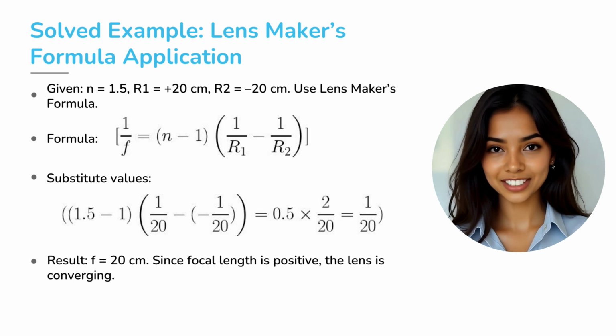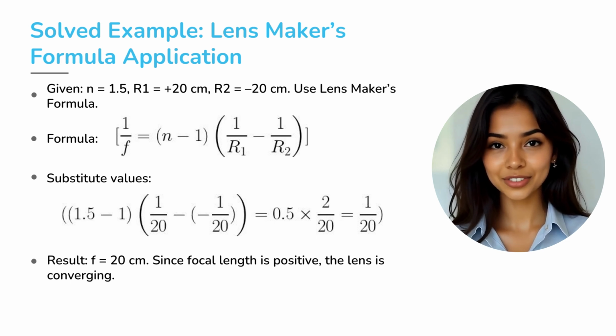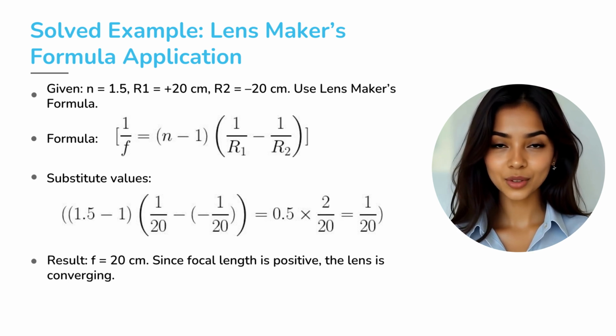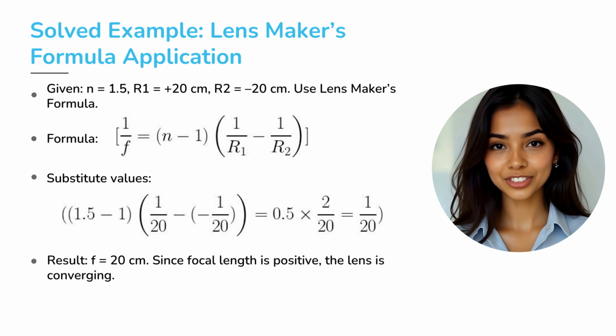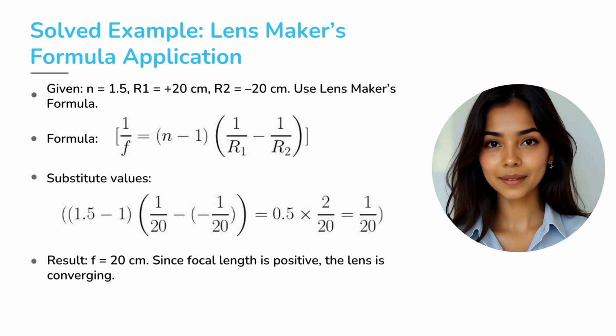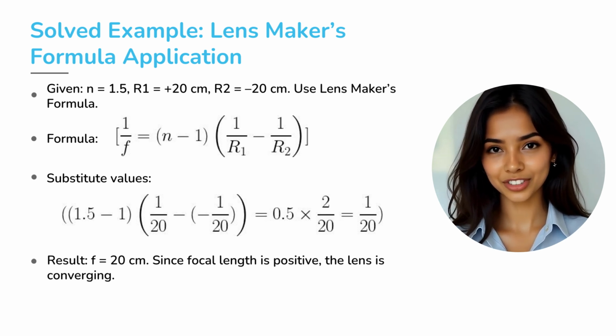Suppose a biconvex lens has refractive index 1.5, radius of curvature of the first surface plus 20 cm and the second surface minus 20 cm. Our goal is to find its focal length. The lens maker's formula states that 1 over focal length equals the lens's refractive index minus 1 multiplied by 1 over radius 1 minus 1 over radius 2.